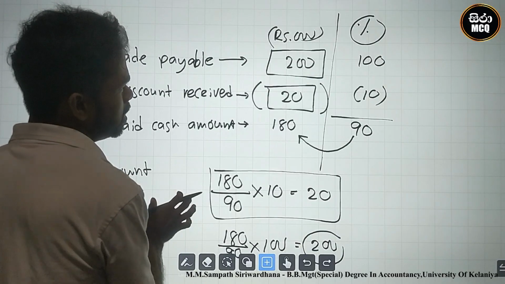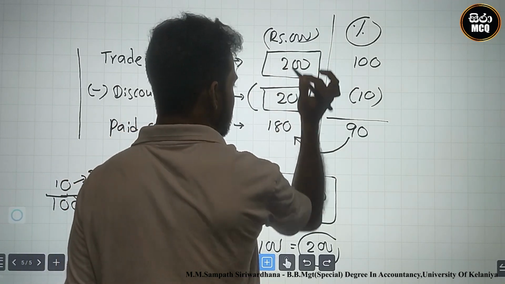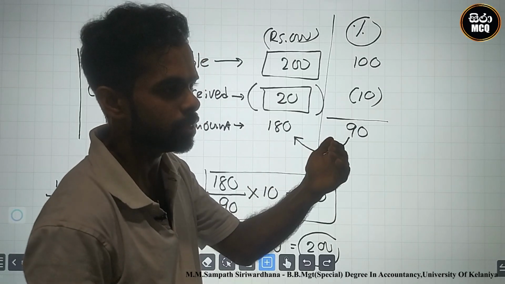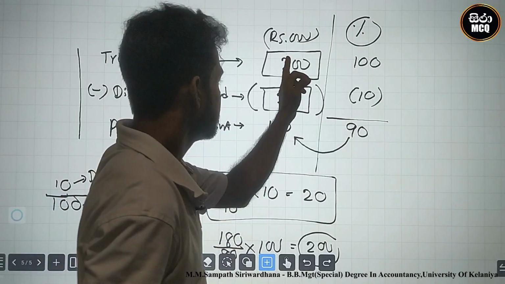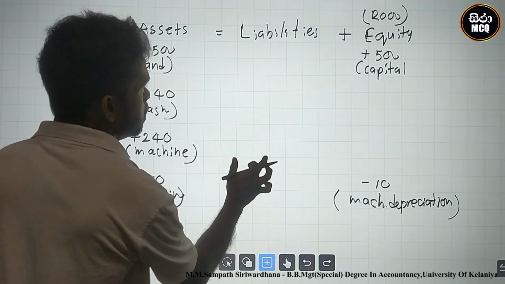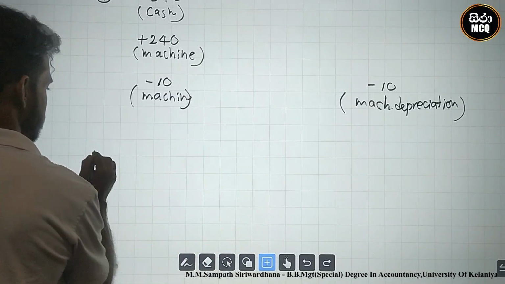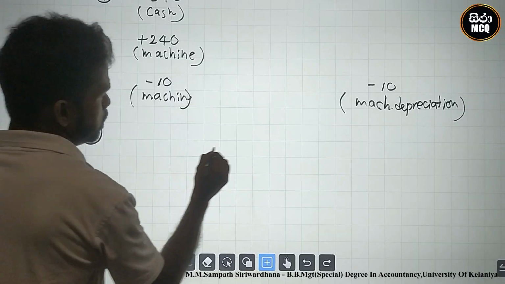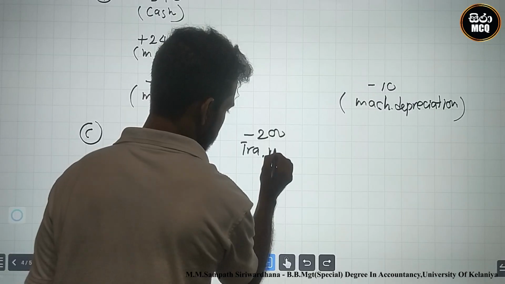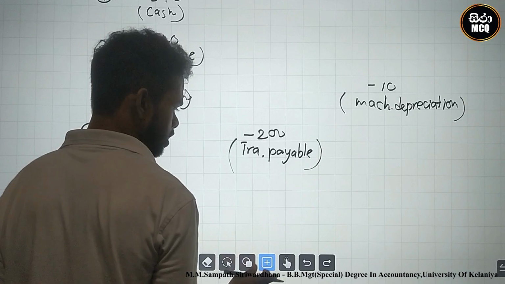In that case, what is the impact to the equation? Trade payable must be deducted. Why? Because after the payment, trade payable must be deducted. Trade payable must be deducted by 200. Trade payable is a liability. This is the liability column. Trade payable must be deducted 200.